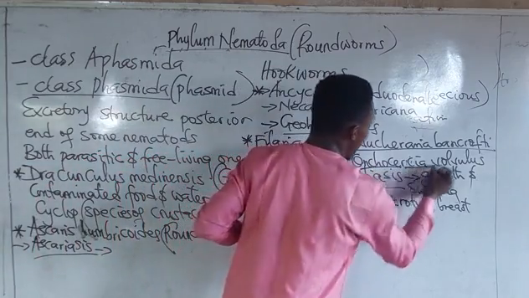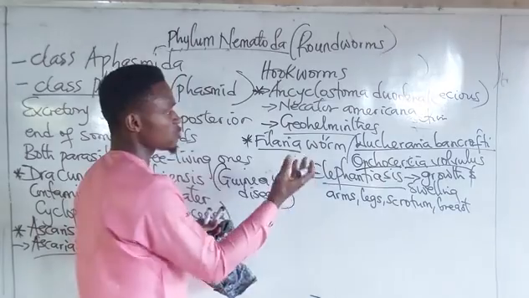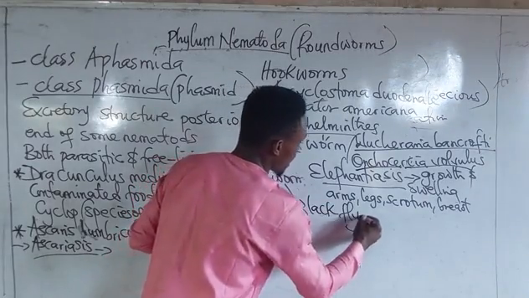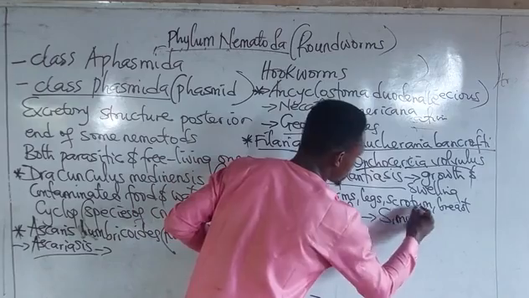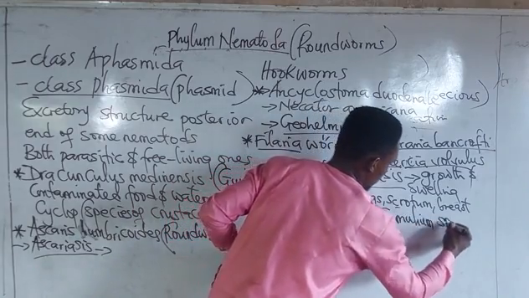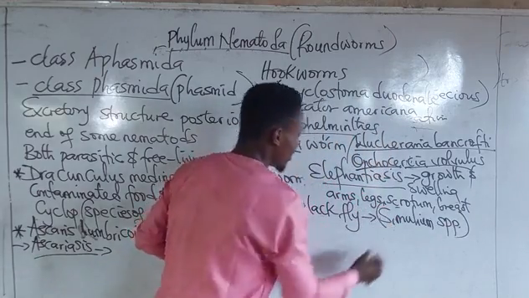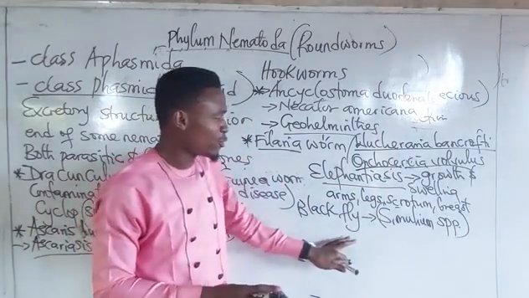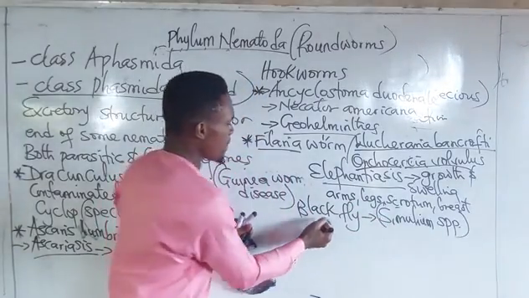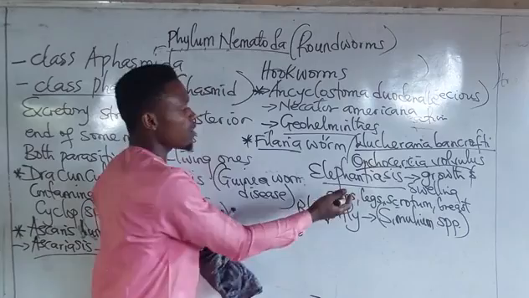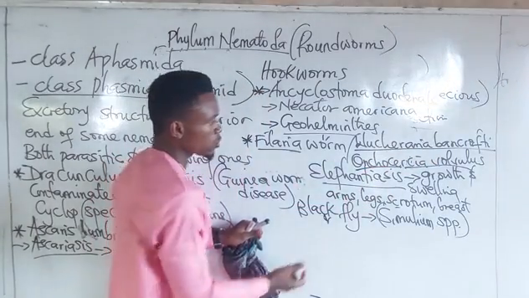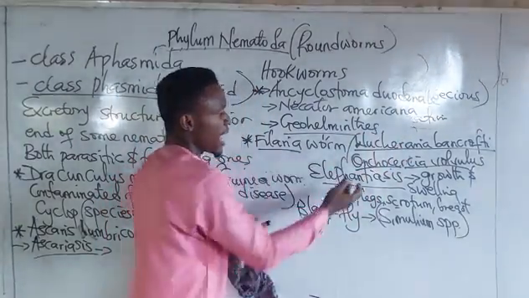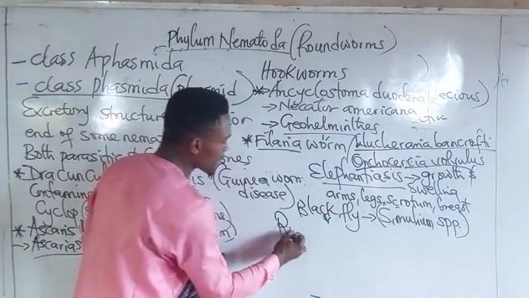Onchocerca volvulus has its vector. It is transmitted by black fly. Now the black fly is called Simulium species. Onchocerca volvulus is transmitted by a type of black fly called what? Simulium species. Now, the disease caused by Onchocerca volvulus is called what? Onchocerciasis. And this organism causes what is called river blindness.